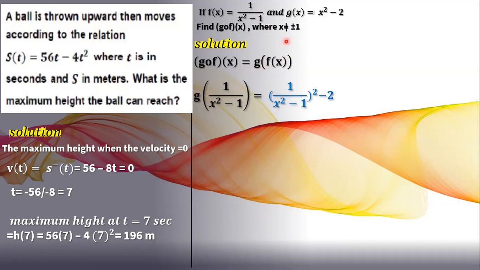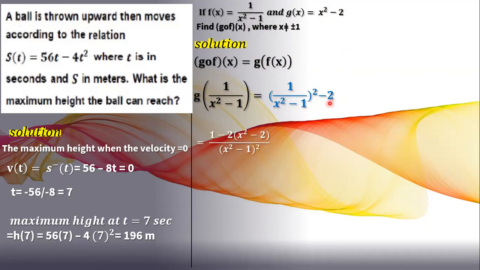g of f of x equals 1 over x squared minus 1. So inside g of x, we replace each x by 1 over x squared minus 1. g of x is x squared minus 2. We replace x by 1 over x squared minus 1, so we'll get (1 over x squared minus 1) power 2 minus 2. We can simplify.